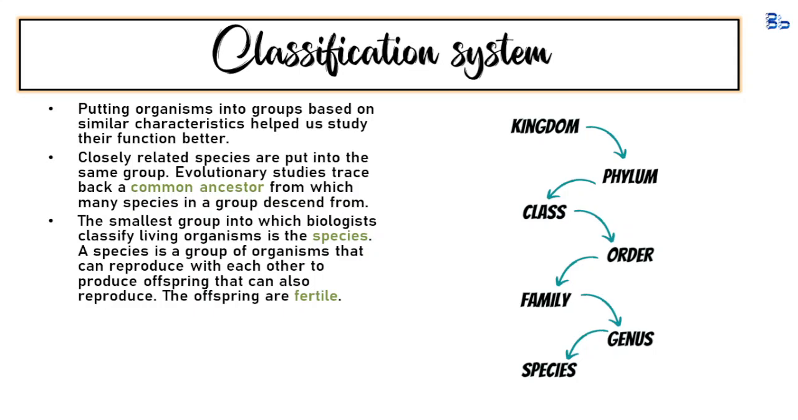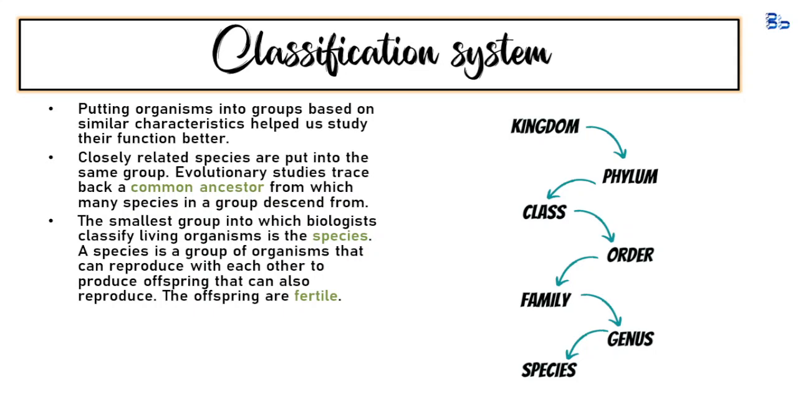So what we understood in the purpose of classification was that the more closely related particular species are, the more you can put them in the same group. With the help of fossil studies and DNA technology, we started to study evolution, and we found that the species that are very close to each other, the organisms in similar genuses, all descended from what is known as a common ancestor in their past.